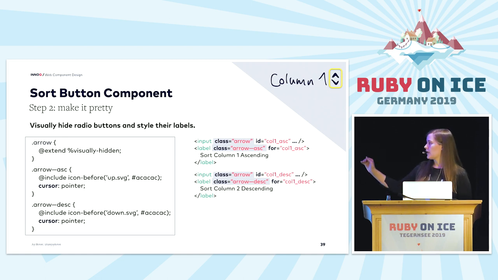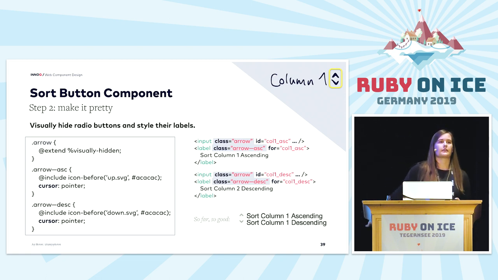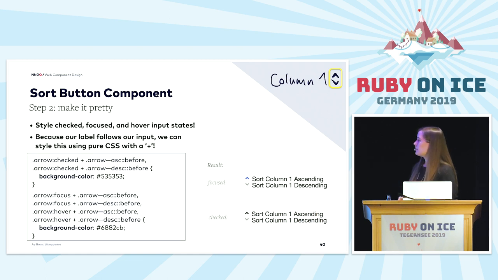And then for the arrow ascending and arrow descending classes in CSS, I can style the before element to make it look like an arrow. So this is what it'll look like on the bottom. I see a little arrow in front of my label, and that's pretty good. So far, so good. But I also want to style based on the hover behavior. So when I hover over it, I don't want it to just remain gray, but I want to make it turn a blue color. And when it's checked, I want it to be a dark gray color.